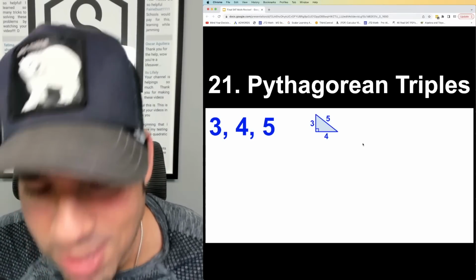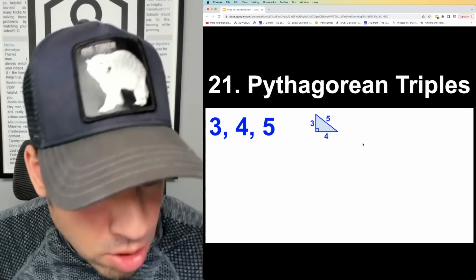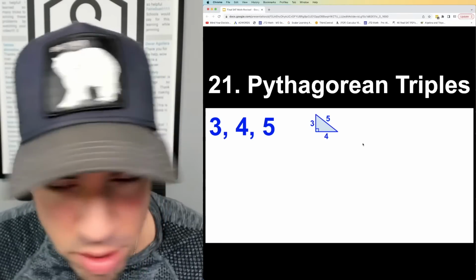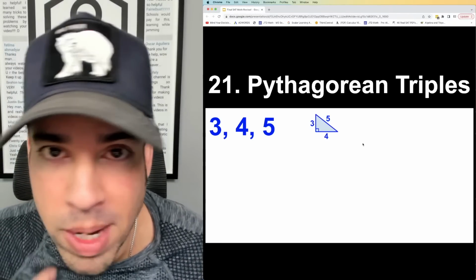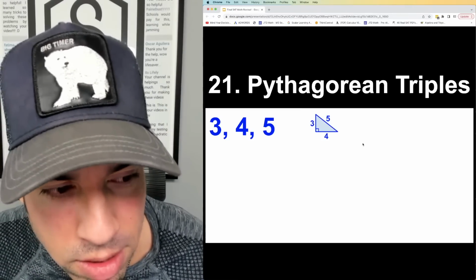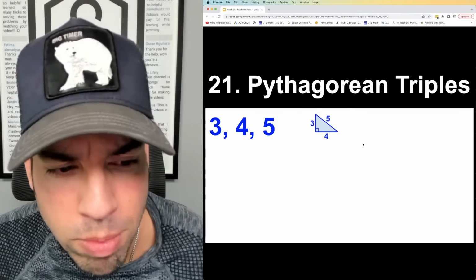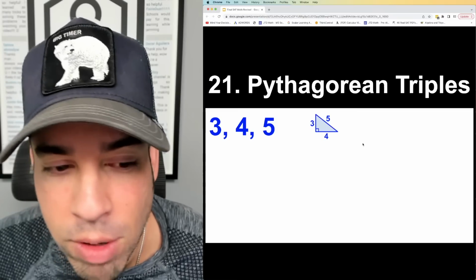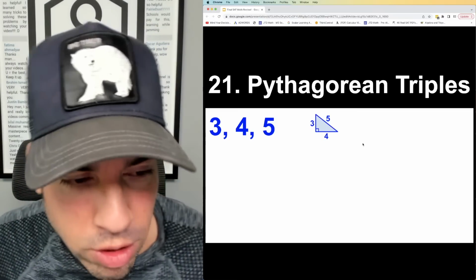Pythagorean triples. This is something great to know. Again, you can determine these values by using the Pythagorean theorem, but if you know Pythagorean triples, look how amazing this is. You know a 3, 4, 5 is a triple. But not just 3, 4, 5. That would be multiples of 3, 4, 5, which we're going to get to in a second.